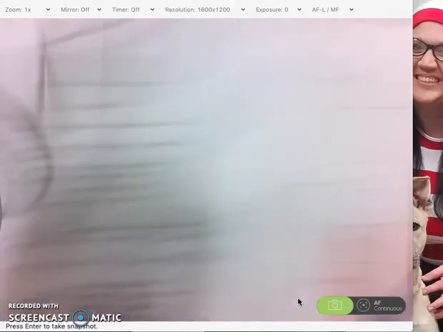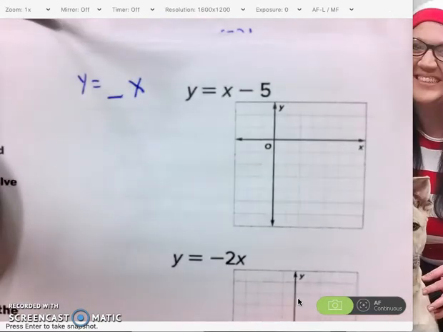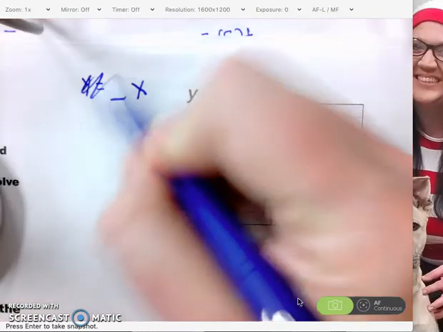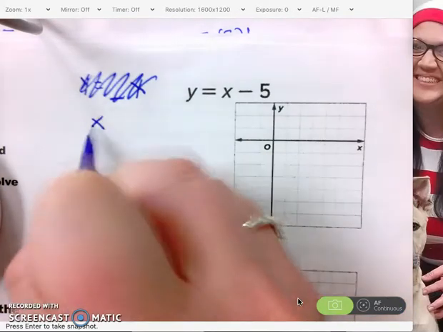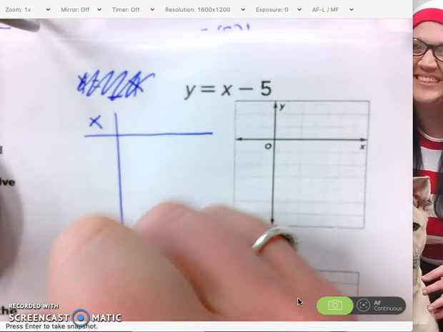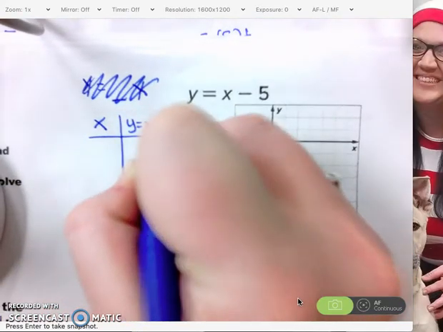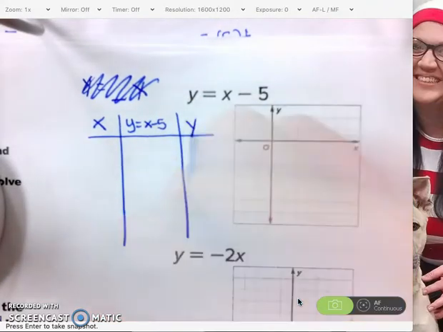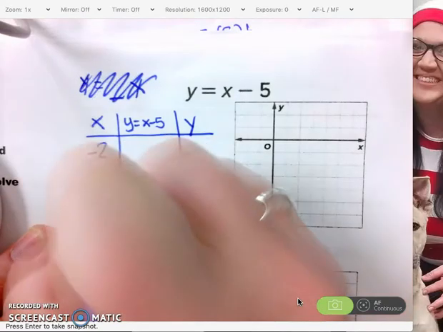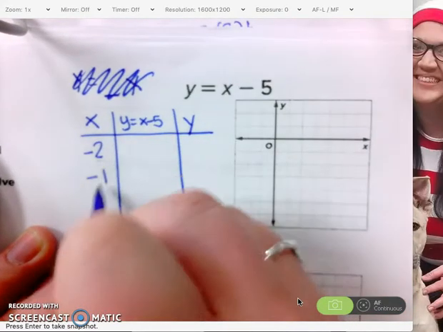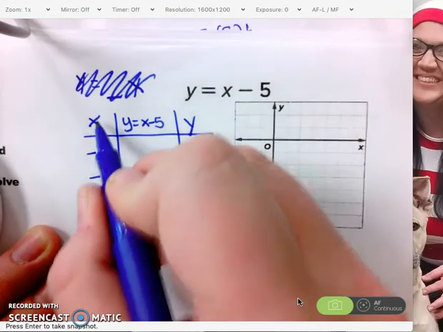Okay, so our first one we're going to do is y equals x minus 5. So I'm going to create my function table with x. This is my equation of y equals x minus 5, and this is my y. Again, you're going to put -2, -1, 0, 1, and 2 into your equation wherever you see x.